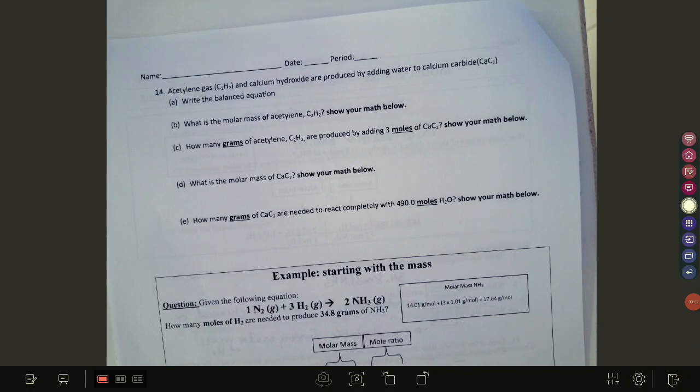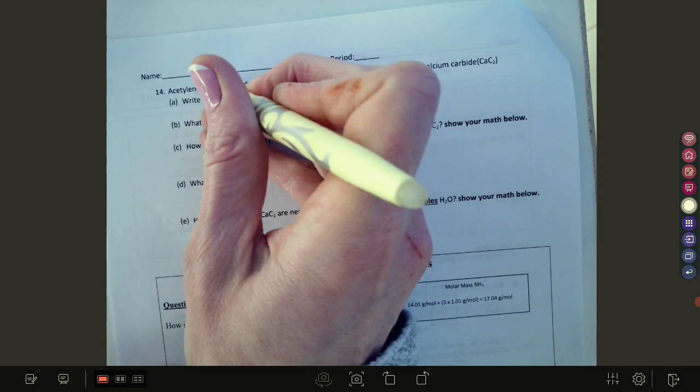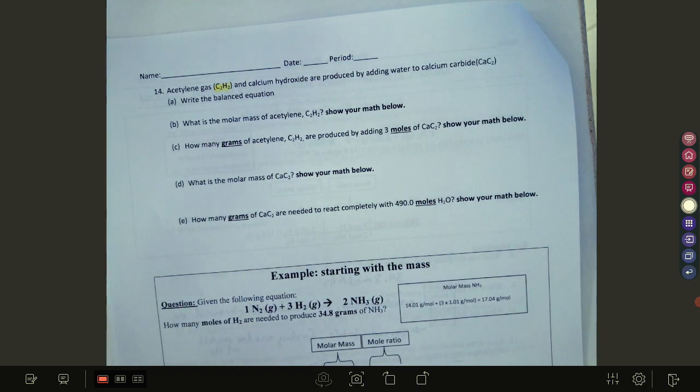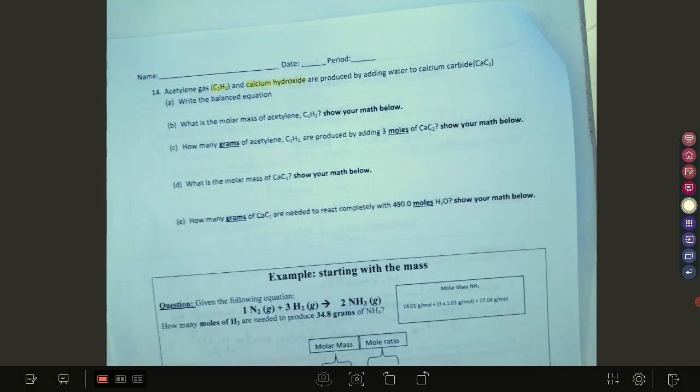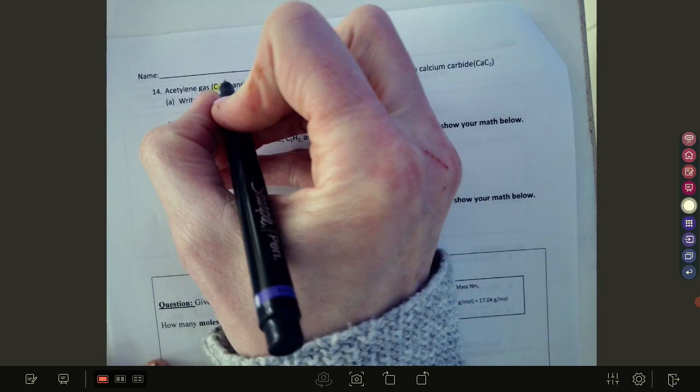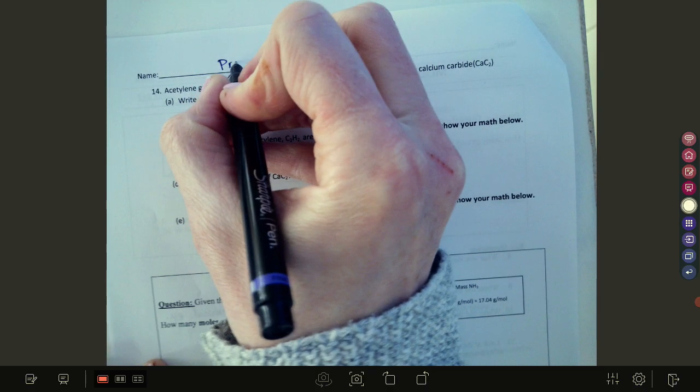Alright, so for this problem, I recommend you just start by pulling out what you know you need to use. We're going to grab the acetylene, so dicarbon dihydride, and the calcium hydroxide. Okay, but they are produced. That makes them the products. They're what's being produced. So these two are actually the products.